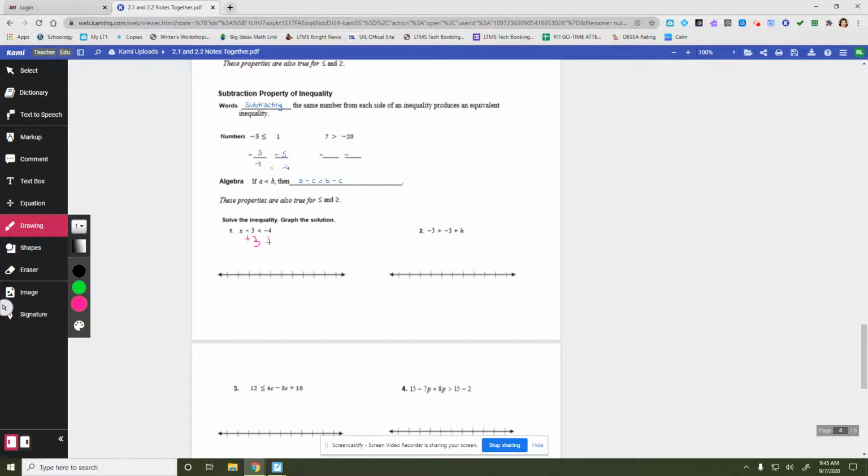And of course, if I do that on one side, I've got to do it on the other side. It'll cancel my 3's here. I'll get a solution that says x is less than, and then let's see, -4 and a positive 3? Those signs are different, so I'll find the difference. It's a -1. Okay, so my solution is any x value that is less than -1.